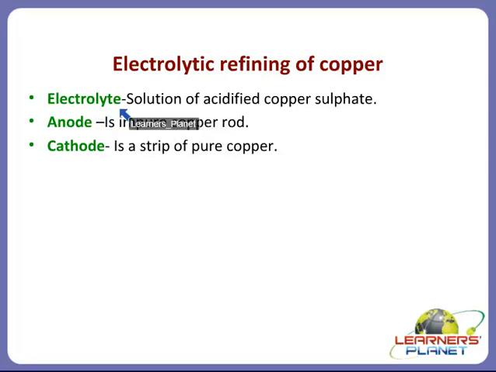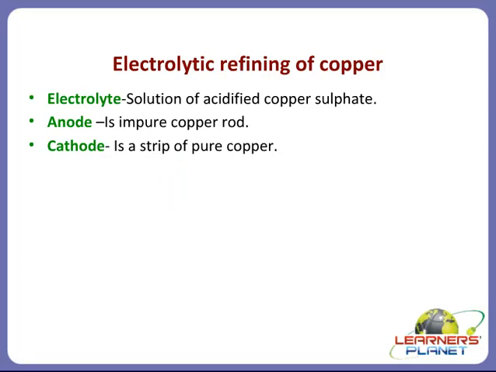Now in this case, the electrolyte taken is the solution of acidified copper sulfate. Now it is always done children. For whatever metal the electrolytic refining has to be done, the electrolyte is its salt solution. And your anode is what children? Which electrode is anode? Is it positive or negative electrode? Which is anode? It is a positive one. So the impure copper rod is made as anode. And what is cathode children? Cathode is the strip of pure copper. That is thin strip of pure copper is made as cathode.